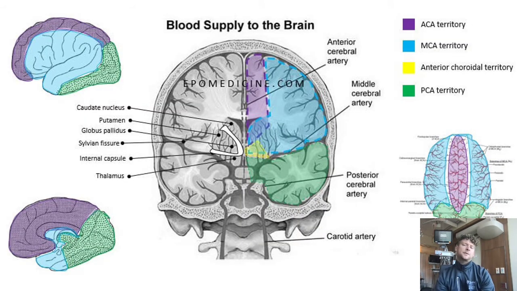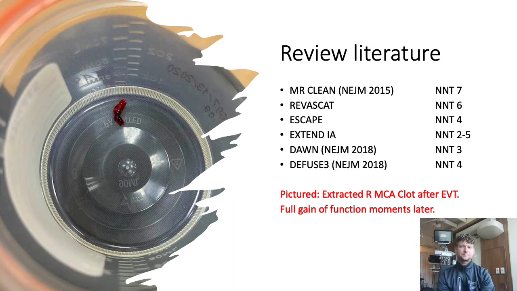MCA strokes make up about 2/3 of all large vessel occlusions, whereas ACA strokes make up only about 2 or 3%, and that's because of the steep angle at which the ACA comes off the ICA-MCA bifurcation. The rest of strokes, about 1/3, are posterior. PCA strokes are tough to identify. They require a high index of suspicion, and often they can present very subtly. We'll talk more about this in a moment.